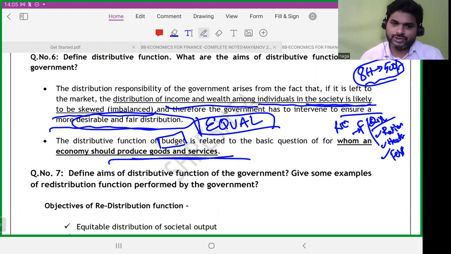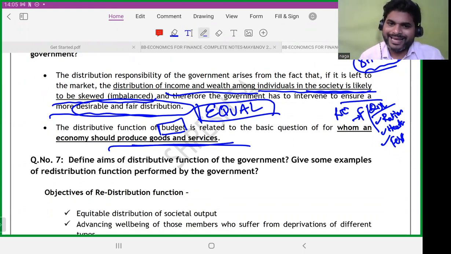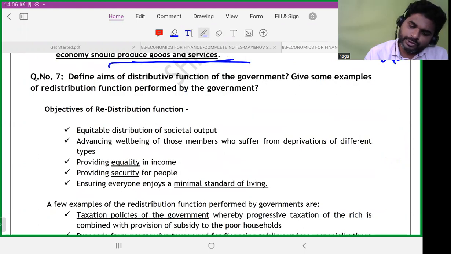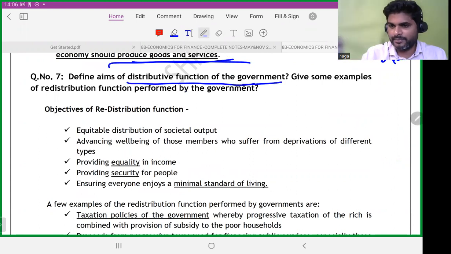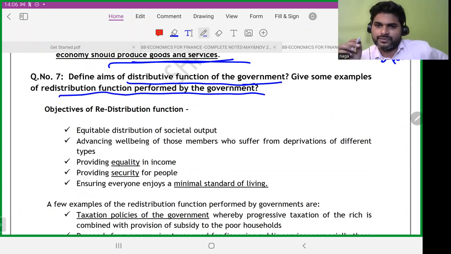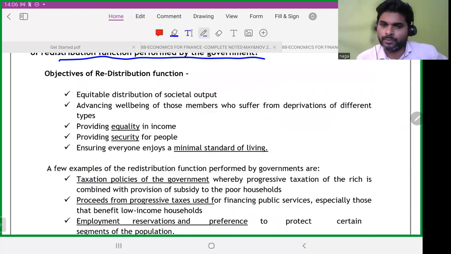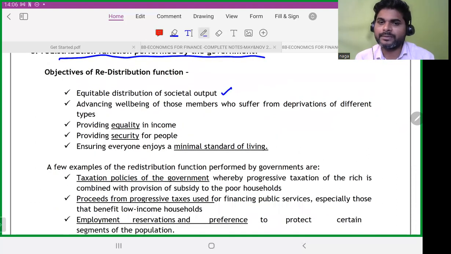Let's understand the next question. Define the aims of the distribution function of the government. Redistributive or distributive is the same thing. Give some examples of redistribution functions performed by the government. So what are the objectives of the distribution function? Equitable distribution of societal output, right? Equitable distribution of society's output.